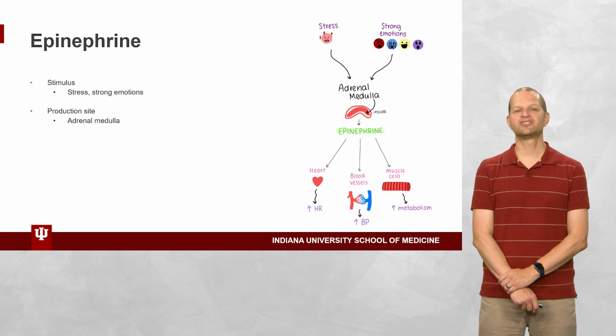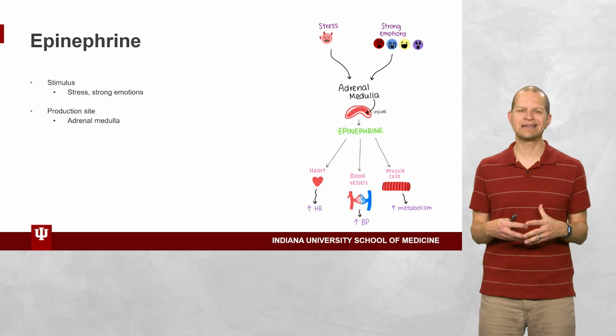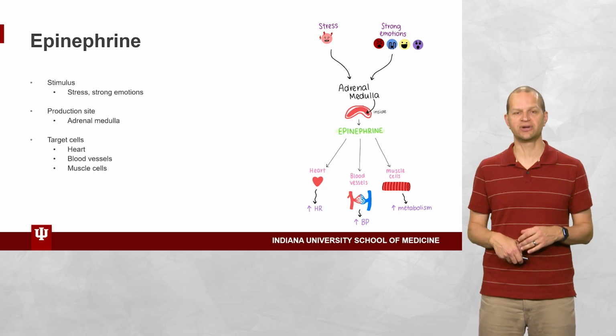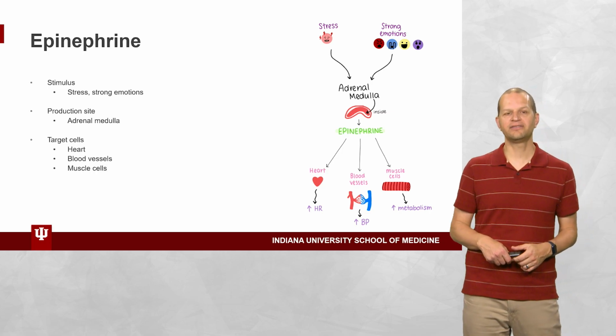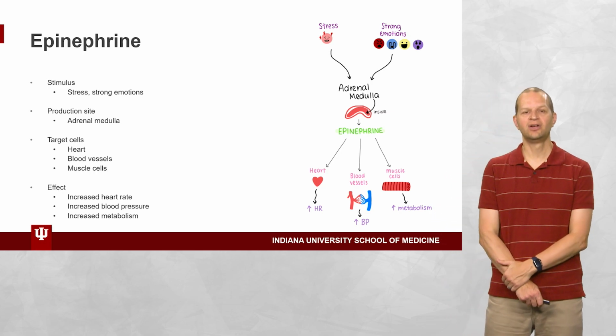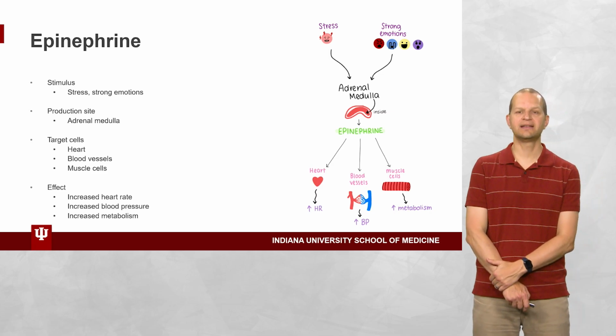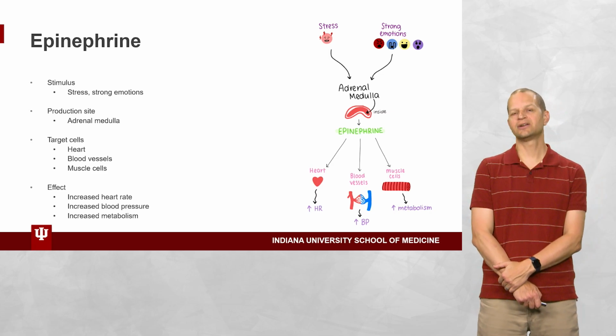It's produced by the adrenal medulla. The medulla is the inner part of the adrenal gland. This targets the heart, the blood vessels, and the muscle cells, ultimately causing increased heart rate, increased blood pressure, and increased metabolism.